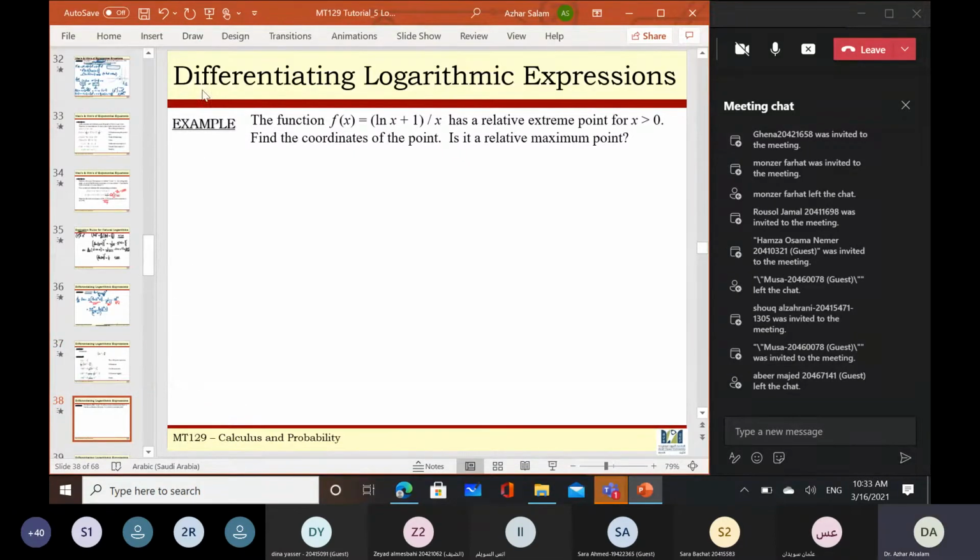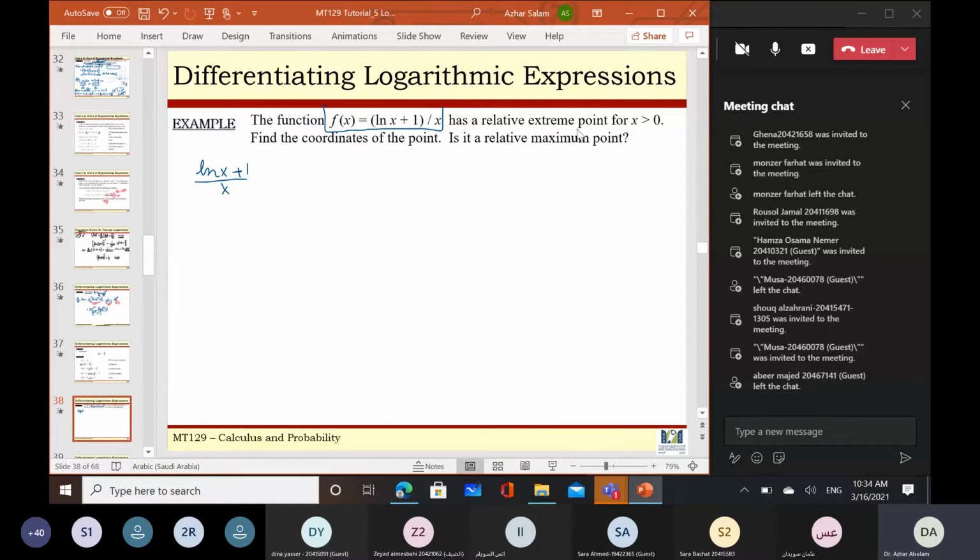Okay, now this example, this is the given function, ln x plus 1 divided by x. Notice here that ln x is alone, then plus 1. Okay, 1 is not inside the ln. ln is taking only x, then plus 1, and all divided by x.